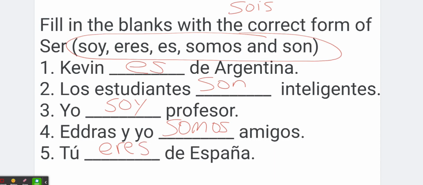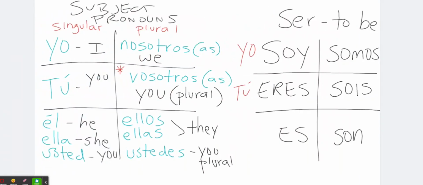That's kind of it. That's how we can use ser to talk about what people are or where people are from. We can use it for other things as well. But again, I highly suggest that you have these charts, especially the stuff on the left-hand side, written down and memorized, because as you're progressing, you'll be able to learn patterns and apply those patterns to other verbs that you're learning, and it just makes everything so much easier.